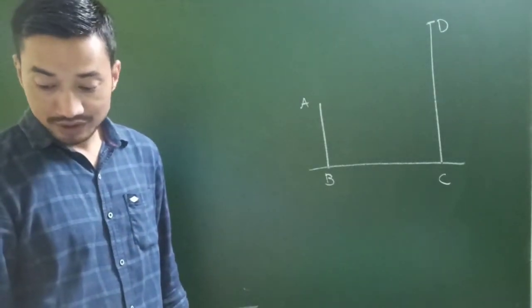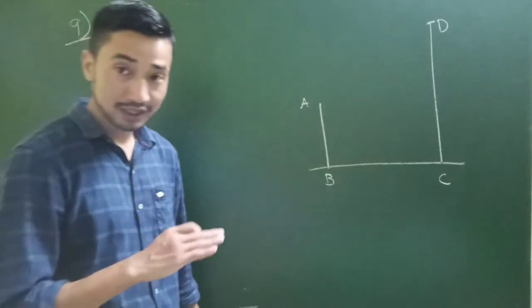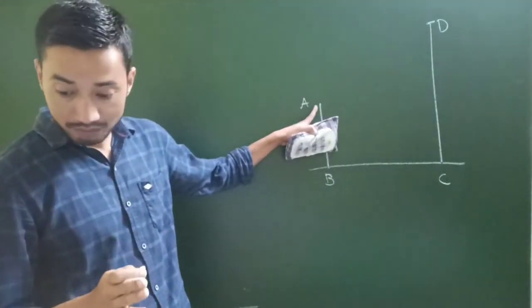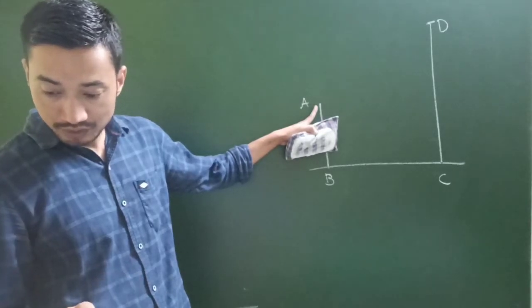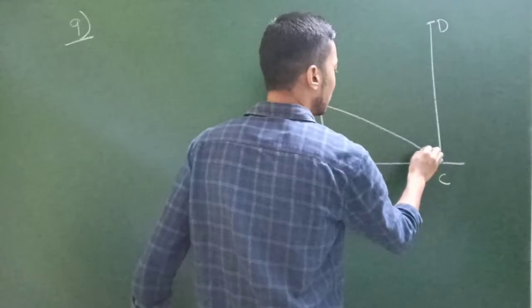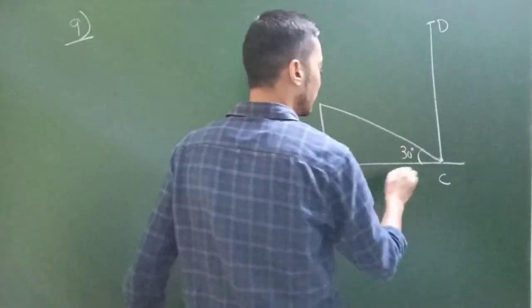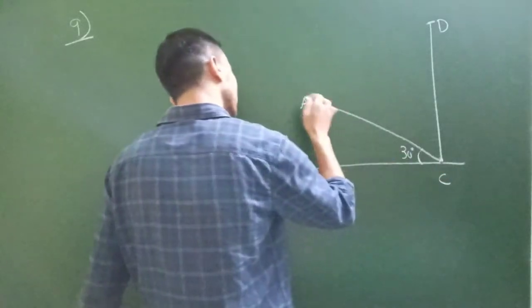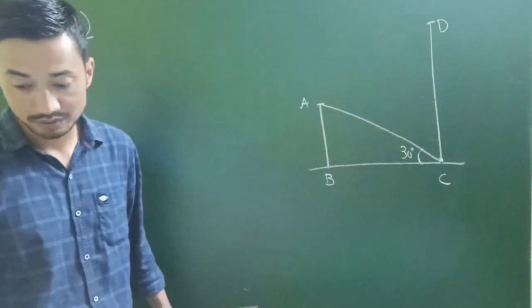The angle of elevation of the top of the building from the foot of the tower is 30 degrees. From the foot of the tower, how much? 30 degrees. When you're watching from the foot of the tower, the angle of elevation of the top of the building is 30 degrees.